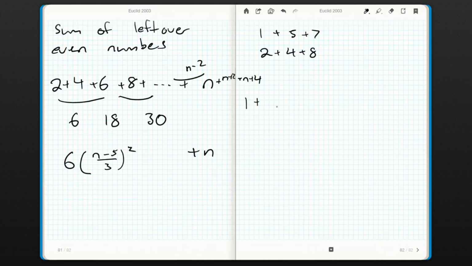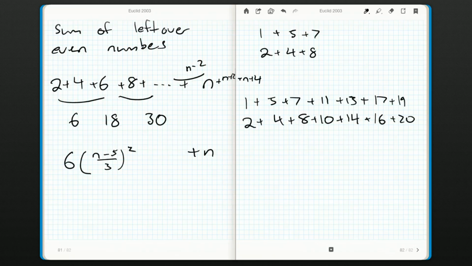What about for 20? 1 plus, not 3, 5, 7, not 9, 11, 13, not 15, 17, 19. And then we would have 2, 4, not 6, 8, 10, not 12, 14, 16, not 18, and then finally 20. That's a difference of 1, but then that counts as x. So those are the same. Those are the same sum. Those are the same sum. Yeah, it's just an extra number. Okay.